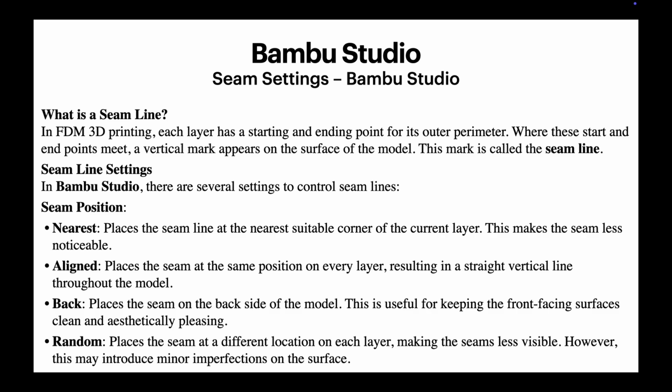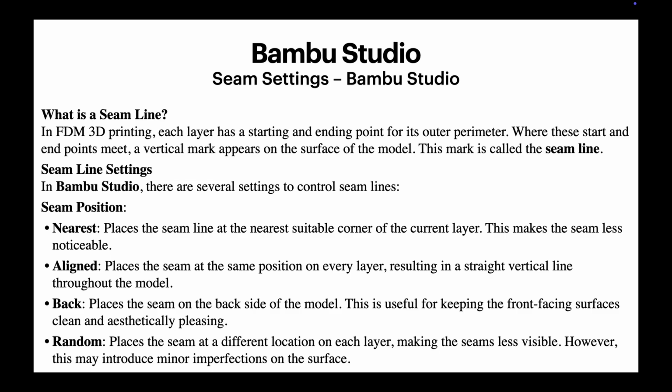What is a seam line? In FDM 3D printing, each layer starts and ends at a point on the outer perimeter of the model. When these points overlap, a vertical mark appears on the surface. This mark is called a seam line.